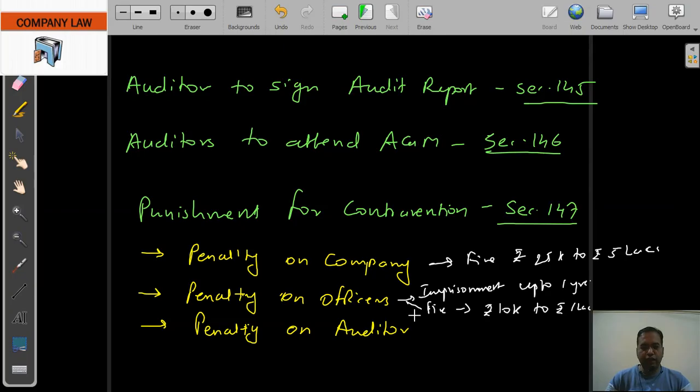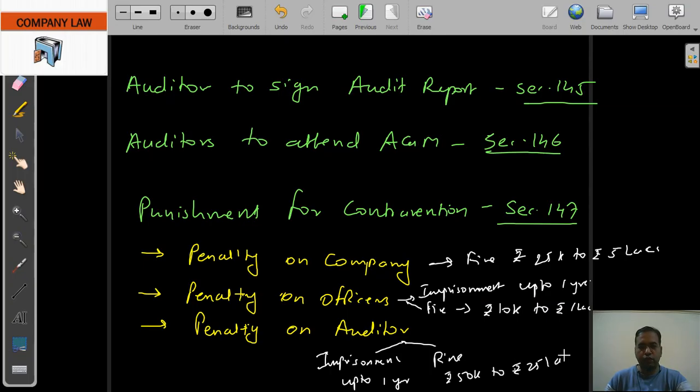And if it is the auditor, if the auditor contravenes any of the provisions, then there are different provisions for it. Again there are two types of provisions: imprisonment up to 1 year, or a fine of rupees 50,000 to 25 lakhs. There can be liability on the firm as well.